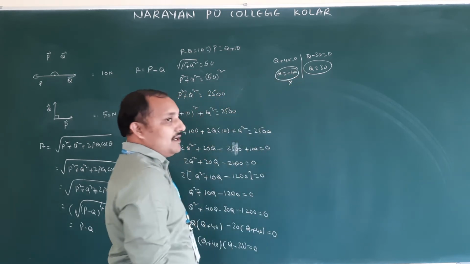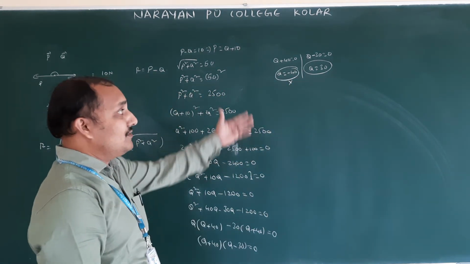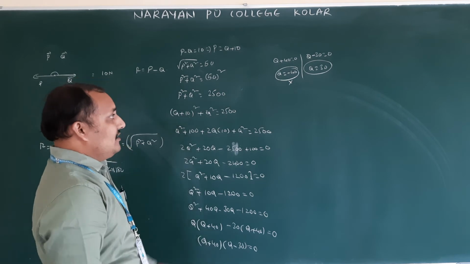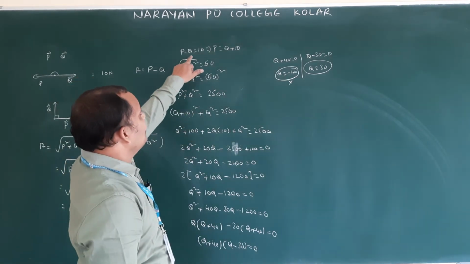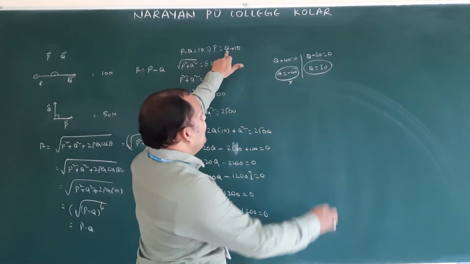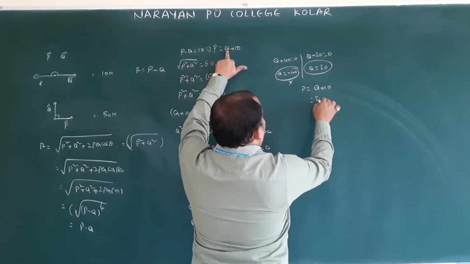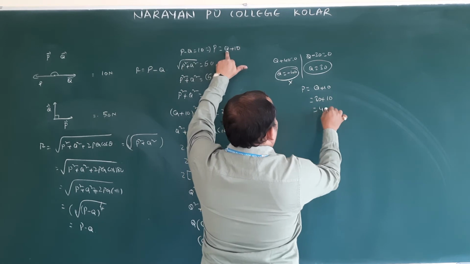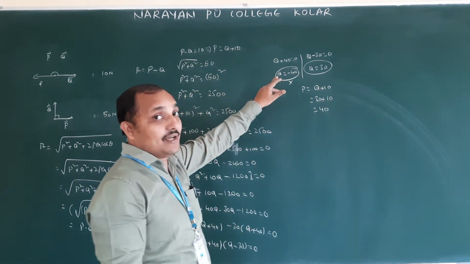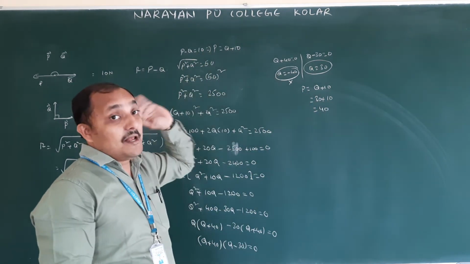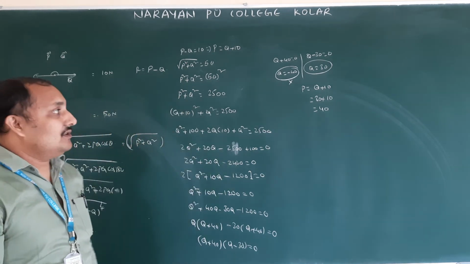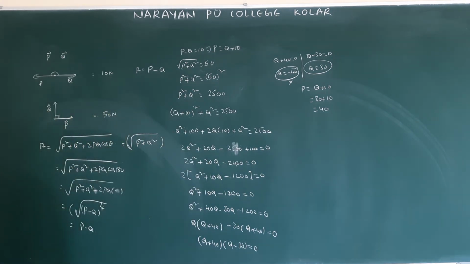Q value is 30, or Q value is minus 40. This value we won't take, because we are taking vectors. Magnitude means you will be getting 30. Q value 30 means substitute here. Q value 30 means P value, how much are you getting? P is equal to Q plus 10, so 30 plus 10. So P value is 40. Why are we not taking minus? P and Q are magnitudes of vectors, and magnitude you should not take negative. So that is the answer. 30 and 40, or 40 and 30, both will be the same.